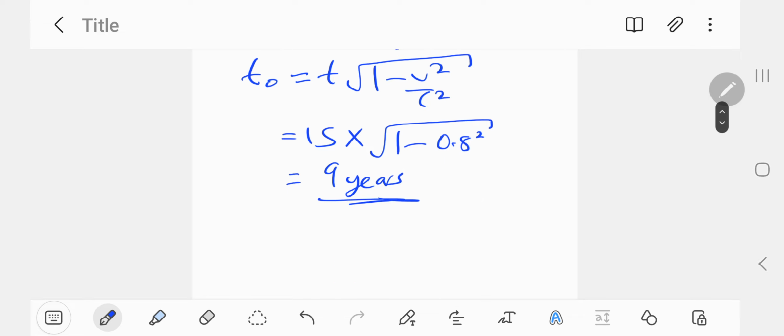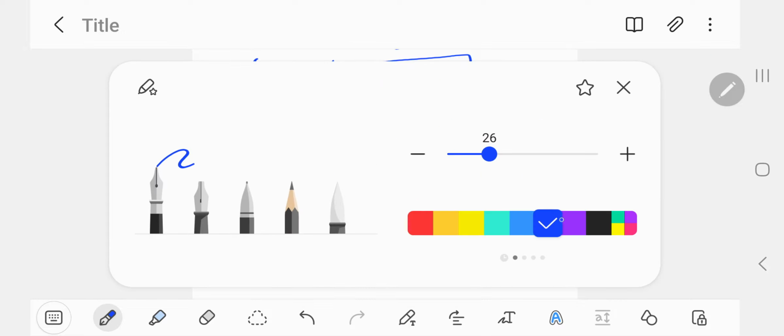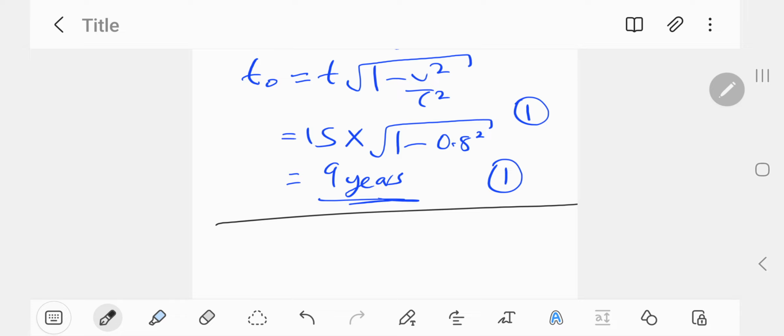That's time dilation. Moving clocks run slow. The faster you move, the slower time goes for you. So 9 years, 1 mark for the working out, 1 mark for the answer. Part C.